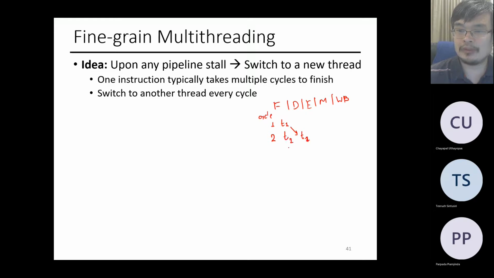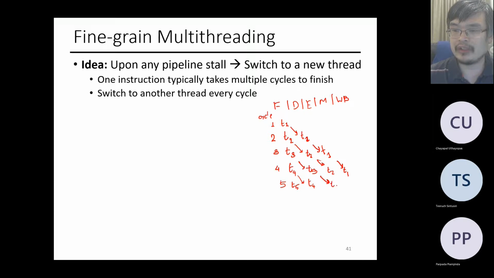I then run thread number 2. In cycle number 3, thread 1 moves to execute, thread 2 moves to decode, and then I put thread 3 into the fetch unit. In cycle number 4, thread 1 moves to memory, thread 2 moves to execute, thread 3 moves to decode, and thread 4 moves to fetch. In cycle number 5, I have T5 in fetch, T4 in decode, T3 in execute, T2 in memory, and T1 in write back, right?